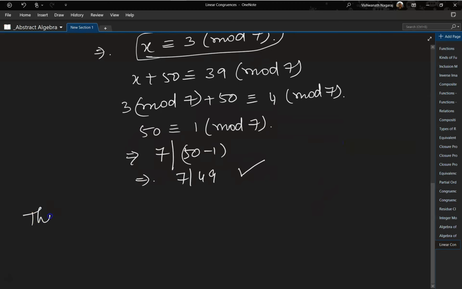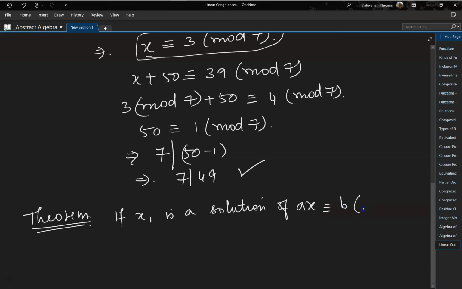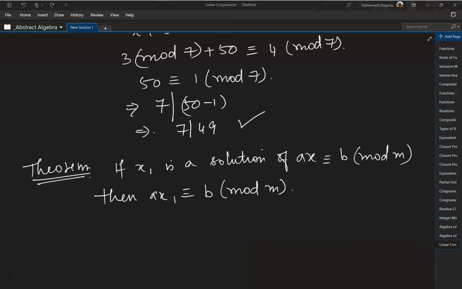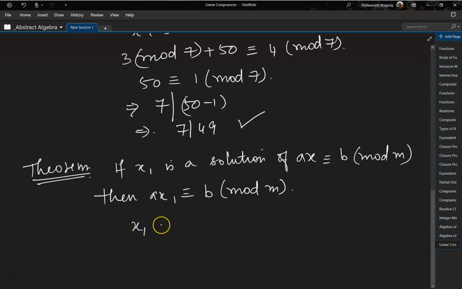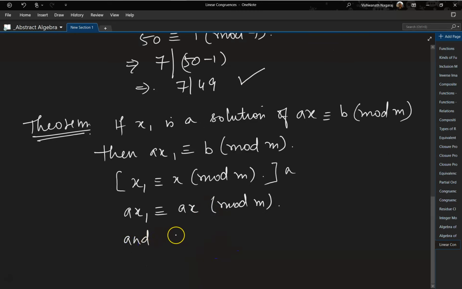Now for this, let's look at a theorem. If x1 is a solution of Ax is congruent to B mod M, then Ax1 is congruent to B mod M. Here we are given that x1 is a solution, which means x1 is congruent to x mod M. If we multiply both sides by A, we get Ax1 is congruent to Ax mod M. And we are already given that Ax is congruent to B mod M.